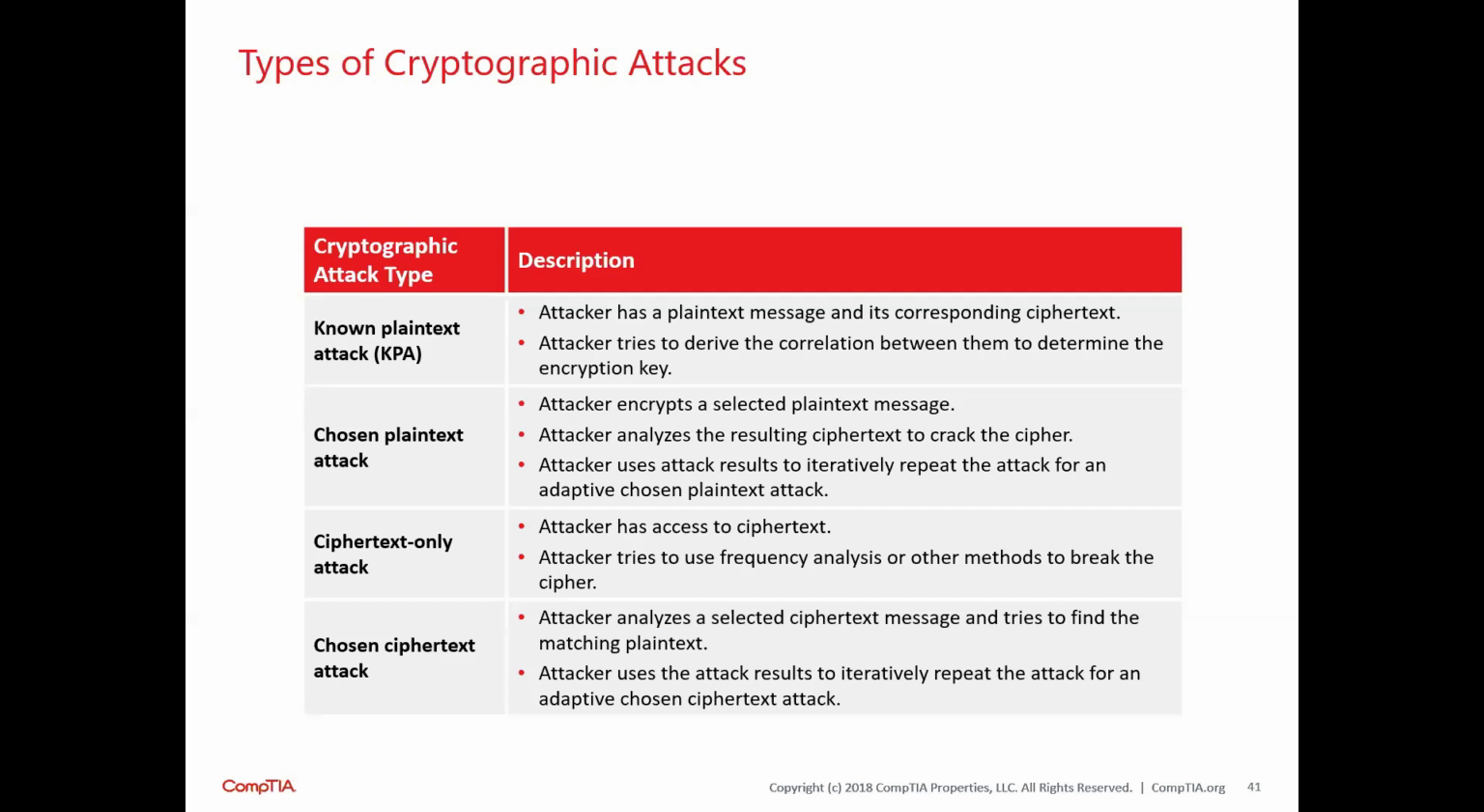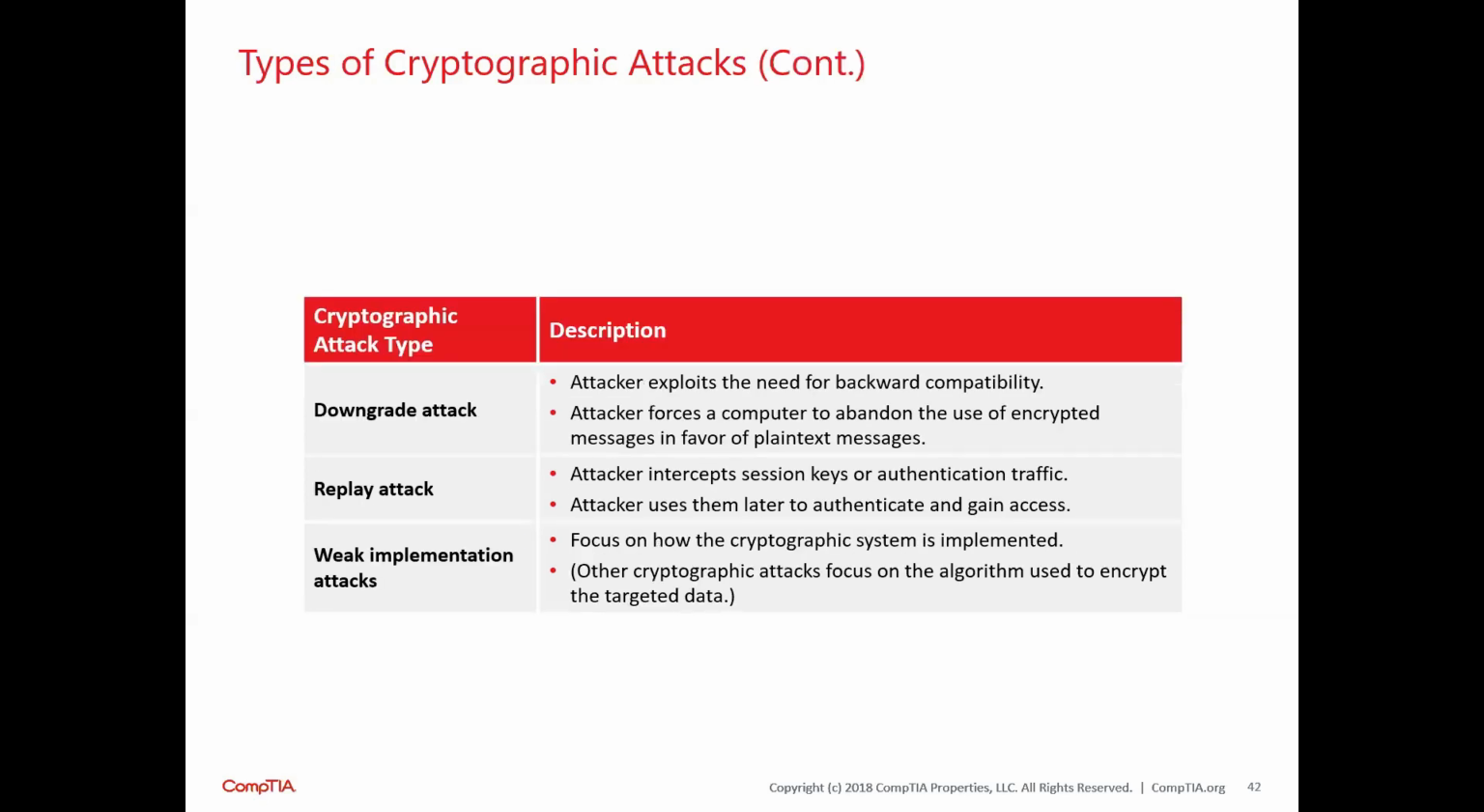If you have watched a movie named The Imitation Game, you could actually find out how Alan Turing was able to find the matching plain text, and even find the key to the encrypted messages. And the other one is downgrade attack, when the attacker exploits the need for backward compatibility, and attacker will force computer to abandon the use of encrypted messages in favor of plain text messages.